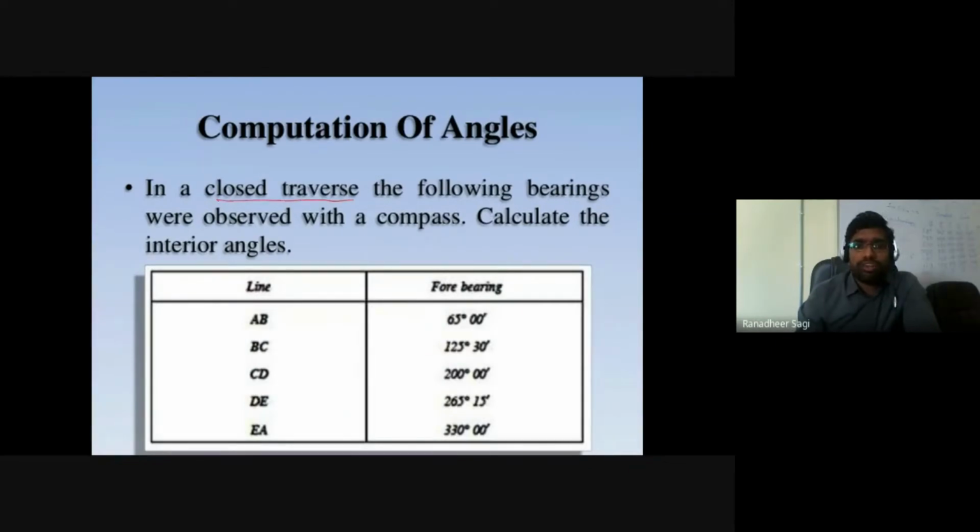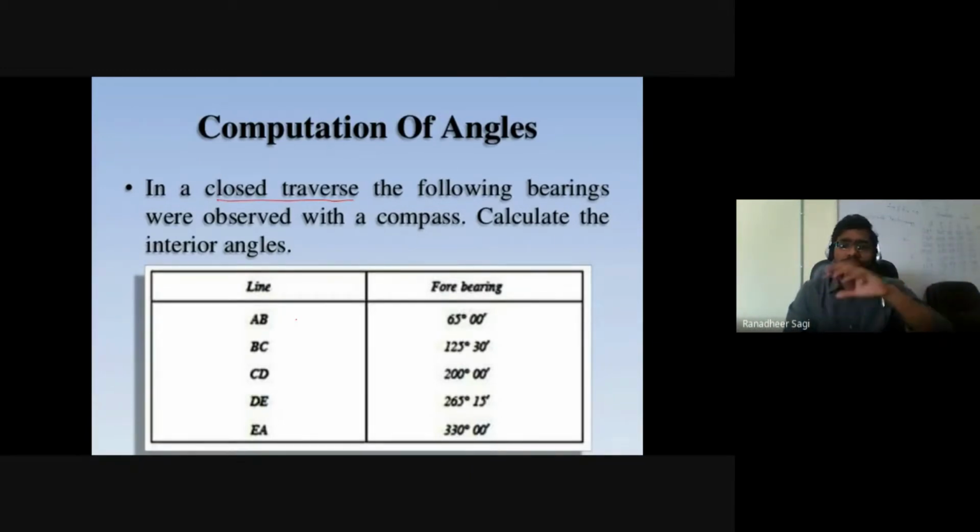Okay, so we are given some closed traverse, and in that closed traverse you have five lines indicated: traverse going from A to B, B to C, C to D, D to E, and E to A. So what is my forward direction of the traverse? It's from A to B, B to C, C to D, D to E, and E to A. That is my forward direction of the traverse.